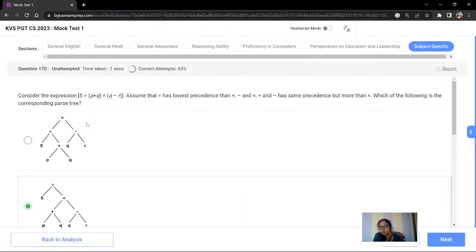See, this automata is also not there in your syllabus. You can skip this.